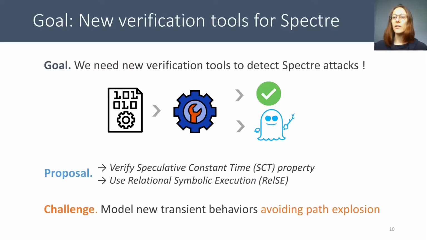But we like challenges, so we decided to contribute to the verification tools against Spectre attacks. In particular, we verify a property called speculative constant time that guarantees the absence of timing attacks under a speculative semantics. And for this, we use a technique called Relational Symbolic Execution, which is basically the adaptation of symbolic execution to information flow properties like speculative constant time. And so, the remaining challenge is to model transient behaviors while avoiding path explosion.